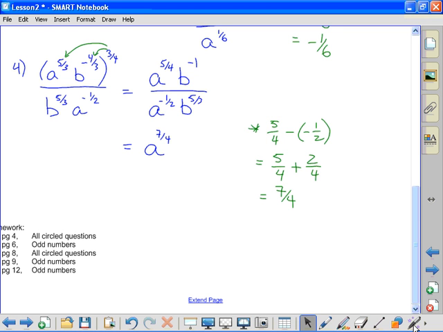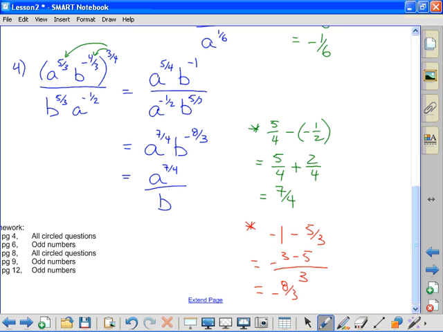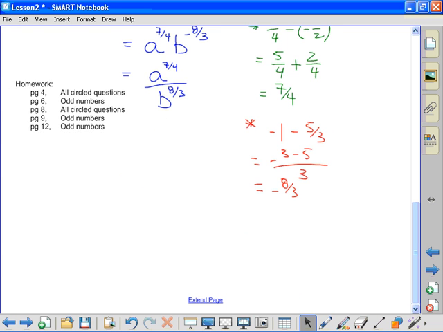My b, so now I'm looking at similar base b. I'm going to have negative 1 minus 5/3, get a common denominator, which would be a 3. So negative 3 take away 5, so negative 8/3. So my b will have an exponent of negative 8/3. For communication purposes, the b to the 8/3 needs to go to the denominator. And there you go. So there are the examples that will get you through the homework.